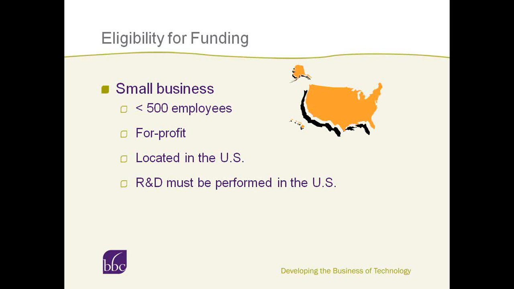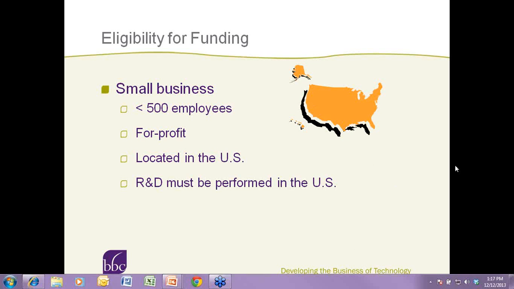So in terms of eligibility, a small business is defined as less than 500 employees. The company must be for-profit, located in the U.S., and all of the work on the project itself must be performed in the U.S. That includes consultants and subcontractors that may be part of the effort itself.